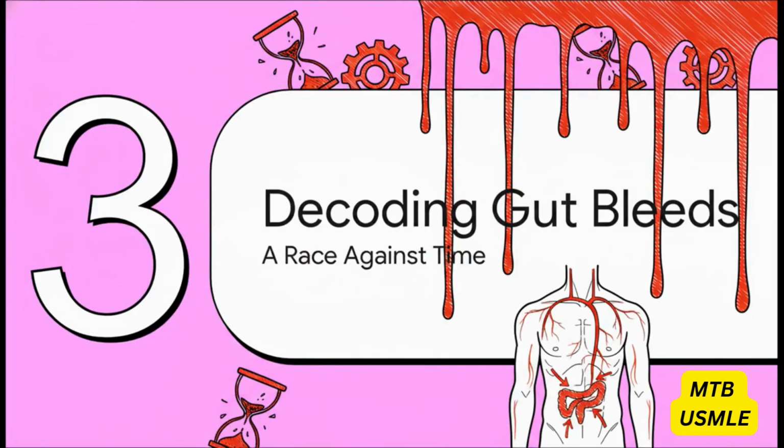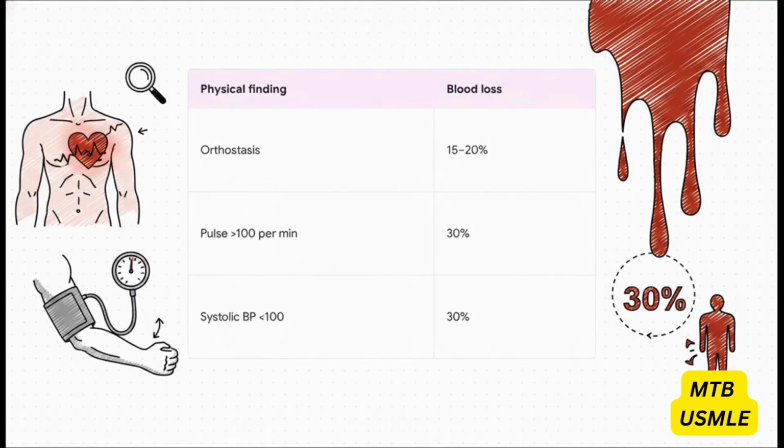All right, Section 3, Decoding Gut Bleeds, a race against time. Sometimes, you see, our mystery involves severe gastrointestinal bleeding, which completely and totally shifts our investigative priorities. When blood is actively leaving the vascular system, we definitely don't have time to ponder maps. We are in a literal race against time.